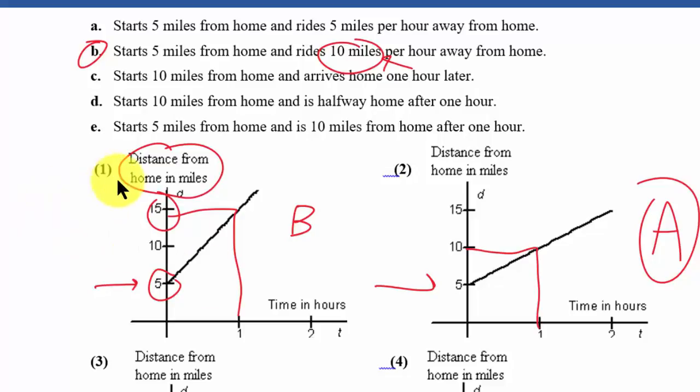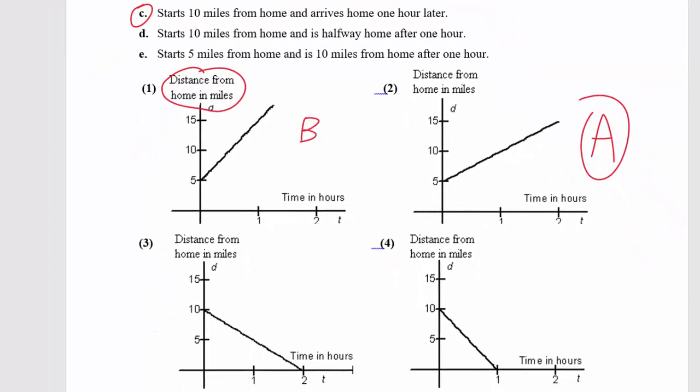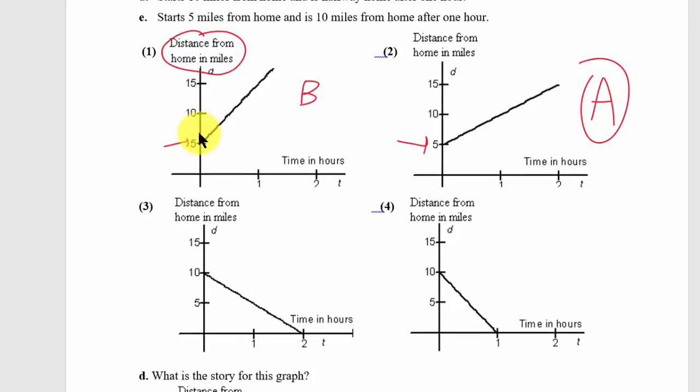Again, let me clean up my graphs. Okay, let's look at letter C. Now I start 10 miles from home. Okay, so graphs 1 and 2, remember, these both were 5 miles from home, so we can exclude them. So now if we start 10 miles from home, okay, that's 10 miles from home, that's 10 miles from home.